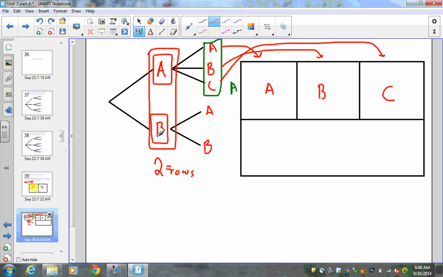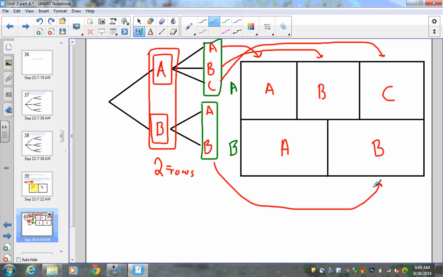Moving on, let's look at row B here. I'm going to label this second row, row B. Row B is going to have two pieces to it because there's two options. So once again, I'm going to try to divide this up as evenly as possible. There we go. And this would be A, and this right here would be B. And there you go. That's how easy it is to make an area model.